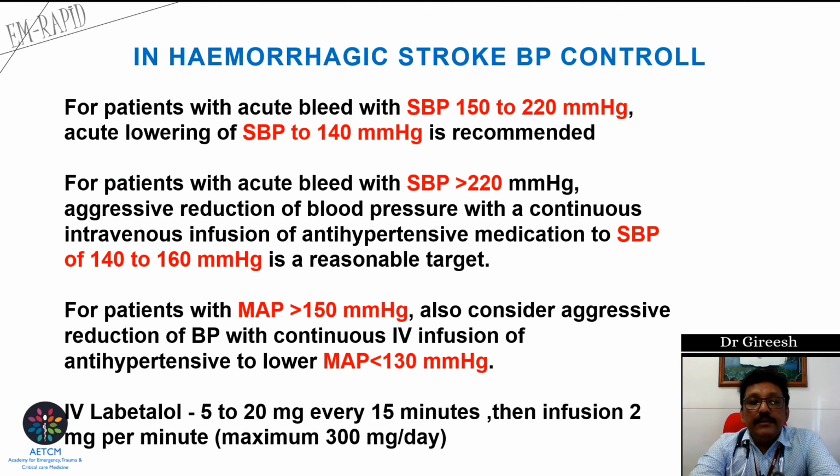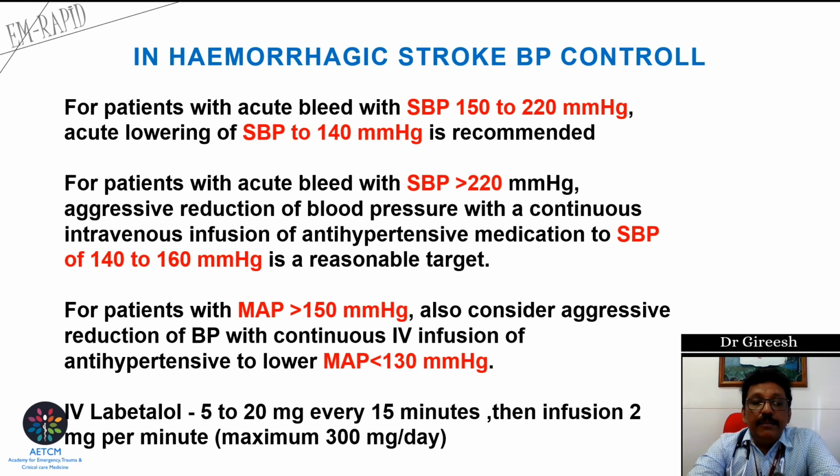In hemorrhagic stroke, we need to have a little more rapid control of BP. For patients with acute bleed with systolic BP 180 to 200, acute lowering of systolic BP to 140 is recommended. Here also we use labetalol, and here also the target mean arterial pressure should be less than 130.